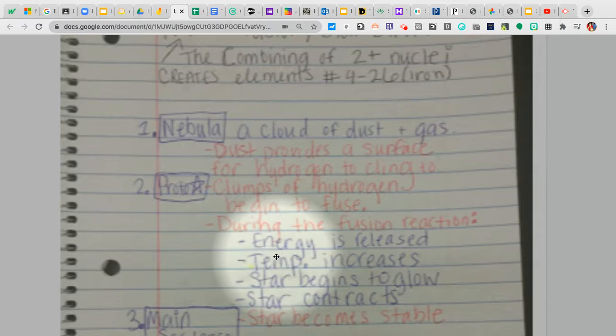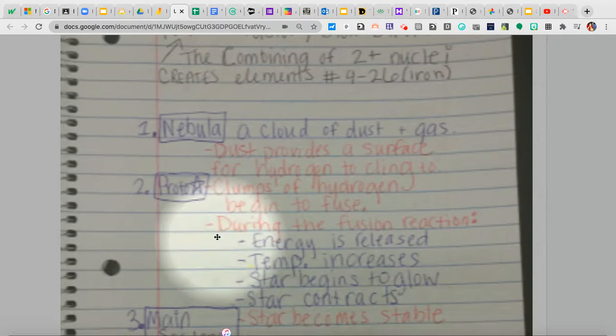Energy is released and the temperature actually increases. So temperature is increasing within these protostars, and the star begins to glow. And also the star contracts. What contracts means is to come together, pushing in. So the star starts to contract in, and this all happens during the protostar phase.